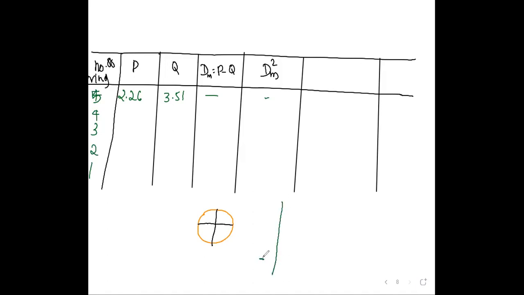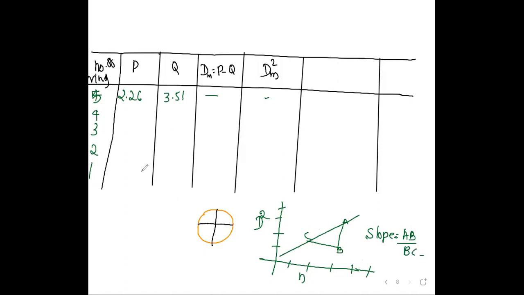We have to plot a graph here. D_m square, or D square, the diameter square, versus ring number 1, 2, 3, 4 and 5. And the diameter is something like this. So we will get an inclined straight line over here. So you have to calculate the slope over here. A, B, C. Slope is equal to AB divided by BC.